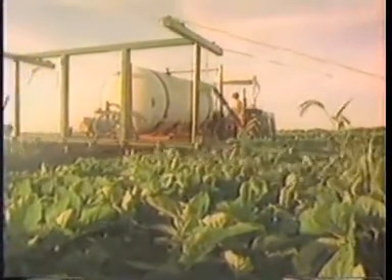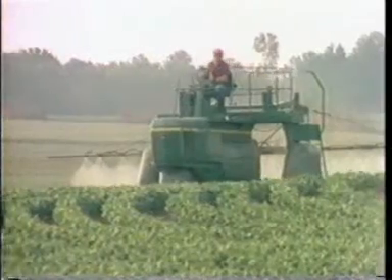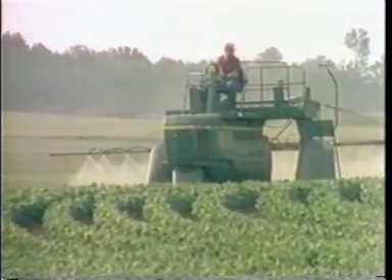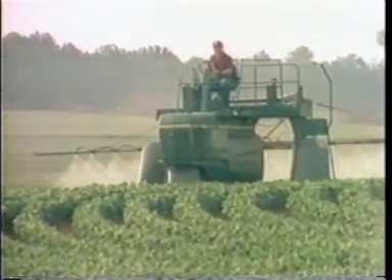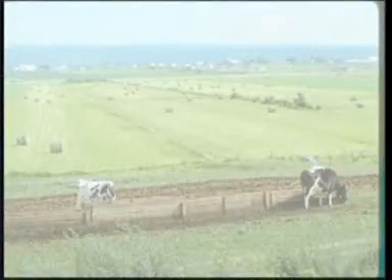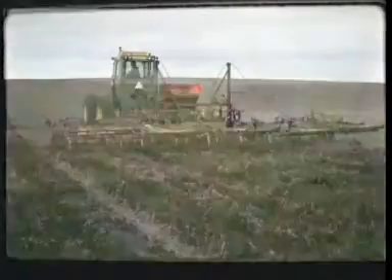Crop rotation is another good conservation method. By planting different crops each year on a piece of land, farmers can keep the soil productive. Nitrogen, an element needed for plant growth, can be added to the soil by planting crops like clover, alfalfa, and soybeans. After a year or two, these crops can be plowed under. This is called green manuring.